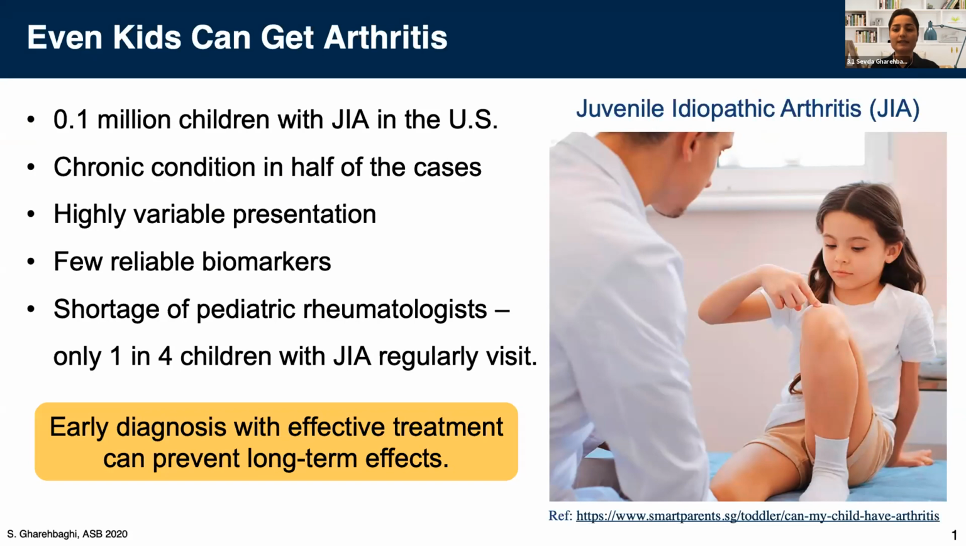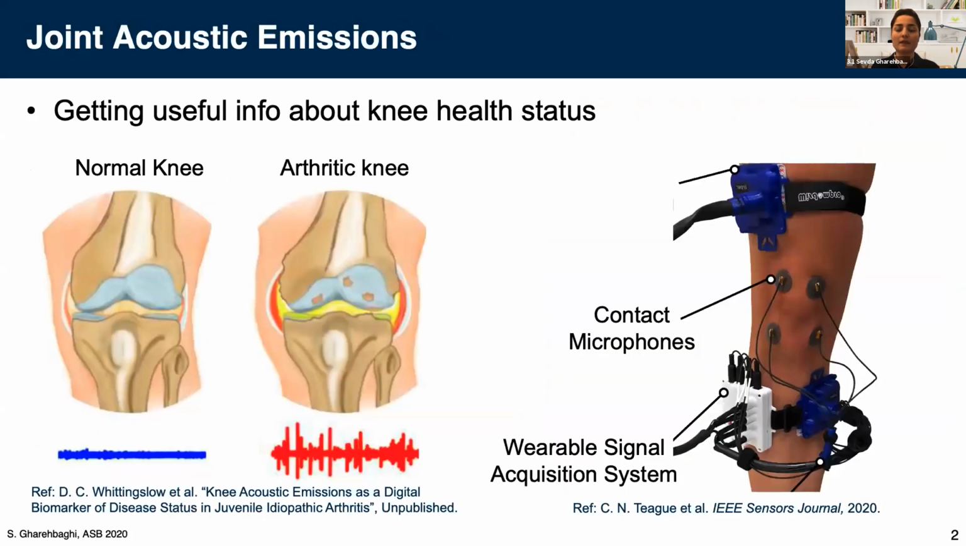Also, there is limited access to pediatric rheumatologists, who are especially trained for diagnosing and treating JIA, where only 1 in 4 children with JIA can regularly visit a doctor. If left untreated, synovitis and inflammation of a joint can cause damage to the underlying cartilage and bone. Therefore, early diagnosis with effective treatment would be necessary to prevent long-term effects.